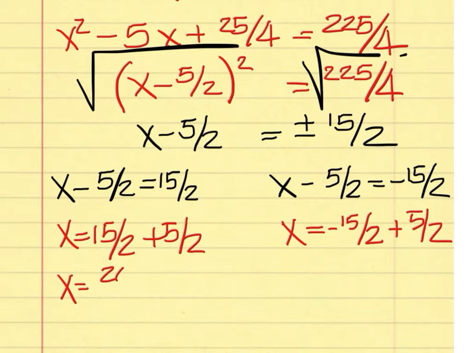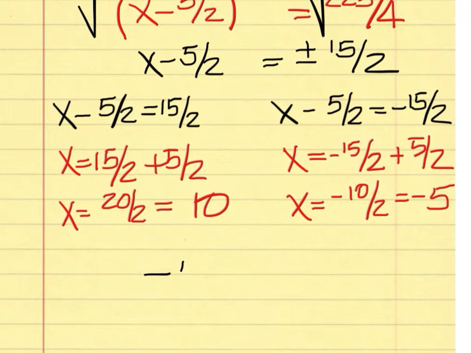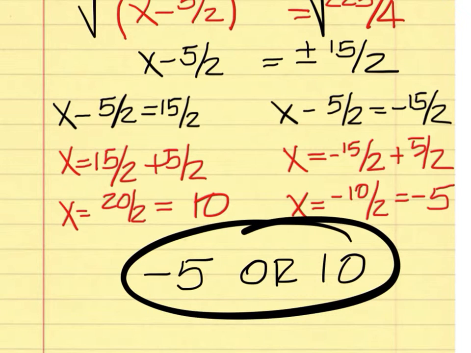This is 20 over 2, which is equal to 10. And then on the right side, that's going to be a negative 10 over 2, which is equal to negative 5. You should have negative 5 or 10 for your answers.